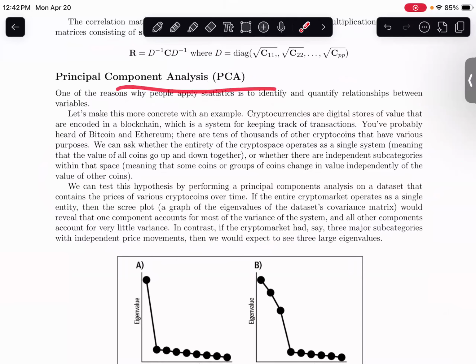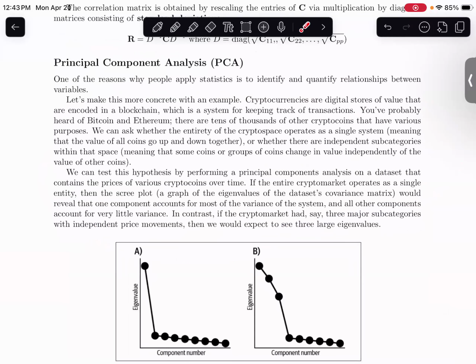But saying a little bit about principal component analysis. One of the reasons why people apply statistics is to identify and quantify relations between variables, i.e. look at correlation and covariance. For a more explicit example, I think everyone knows what a cryptocurrency is. Maybe when they wrote this book, it was more niche.